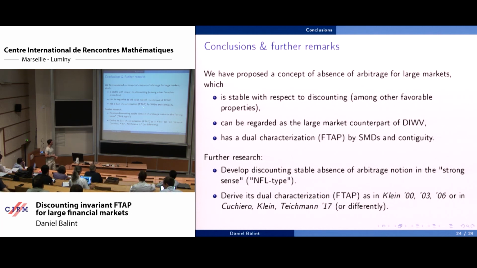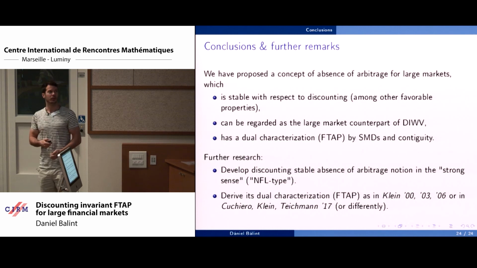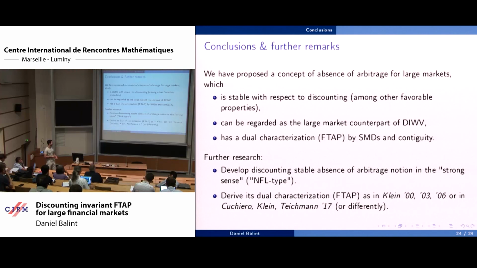And we have also been able to derive a dual characterization and an FTAP type of result by supermartingale deflators and contiguity. And there is maybe also room for further research in this area.